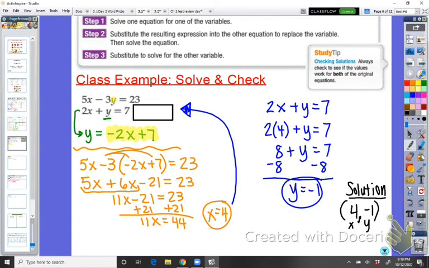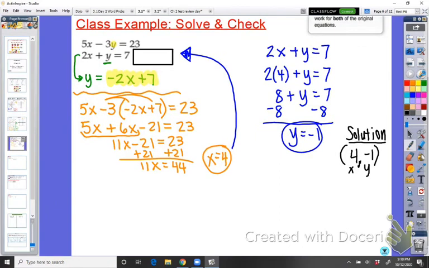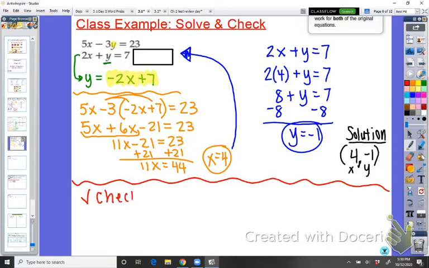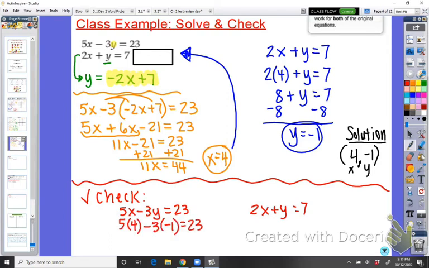Now it does say to check, so let's show you what that looks like. In the two original equations, I'm going to write them down here. Remember, the 4, negative 1 needs to be checked in both. So 5x minus 3y equals 23. That was the first one. And the other one was 2x plus y equals 7. So I'm going to replace the x with a 4, my y with the negative 1, and I want to see if that equals 23.